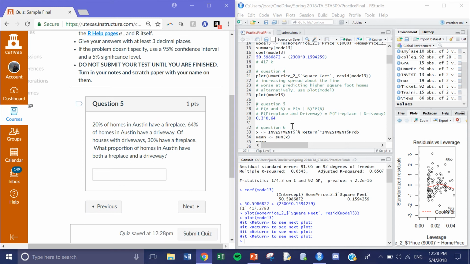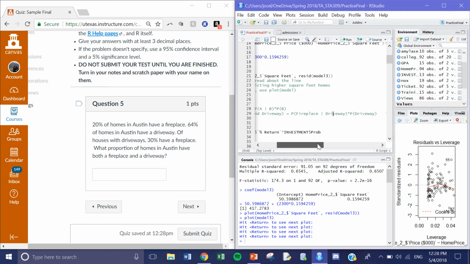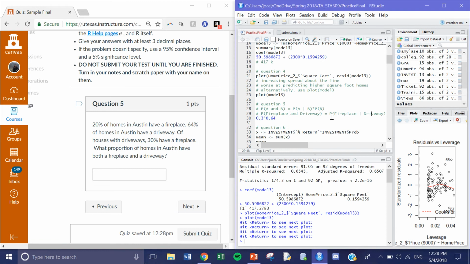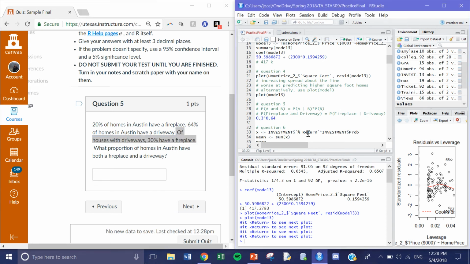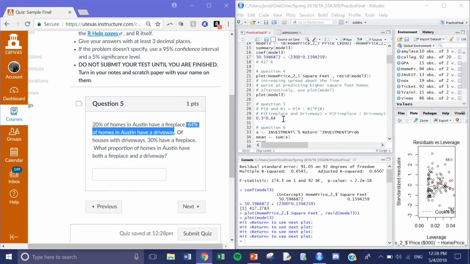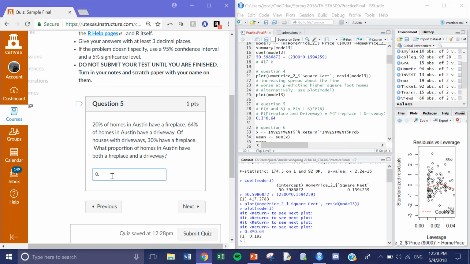So this is just knowing your probability rules. P of A and B equals P of A given B times P of B. So let me substitute in what we're talking about. P of fireplace and driveway equals probability of fireplace given driveway times the probability of driveway. All this information is given to you. Probability of fireplace given driveway is this sentence: of houses with driveways, 30% have a fireplace. Probability of driveway is this: 64% of homes in Austin have a driveway. So all you need to do is 0.3 times 0.64, and we get the proportion is 0.192.